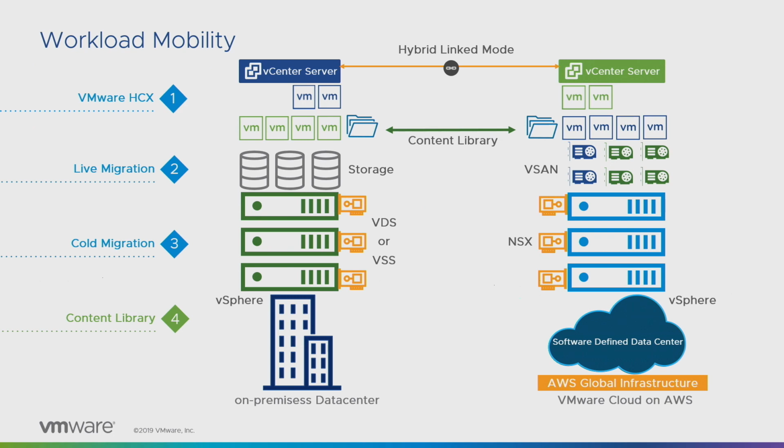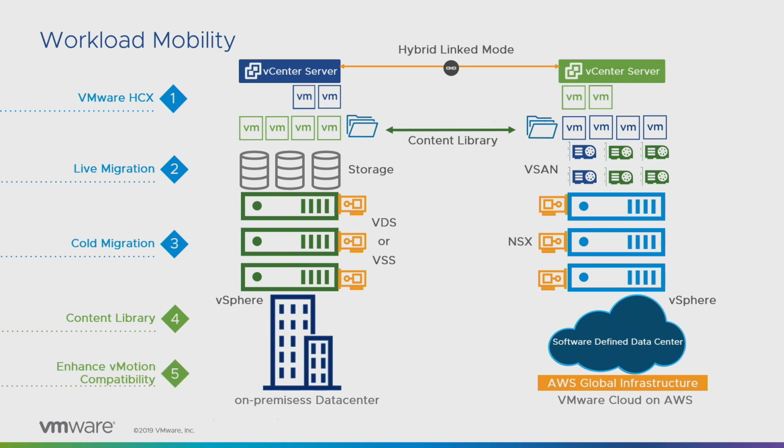Content library. Now, content library is part of workload mobility in the sense that you can convert virtual machines and then move them from one place to another, but you have to convert them first. But it's also about retaining the same content that I leverage on-prem, and I'm able to use it within the cloud. So your ISOs, your templates, your scripts, you don't need to reinvent the wheel. You can still use them whether on-prem or in the cloud.